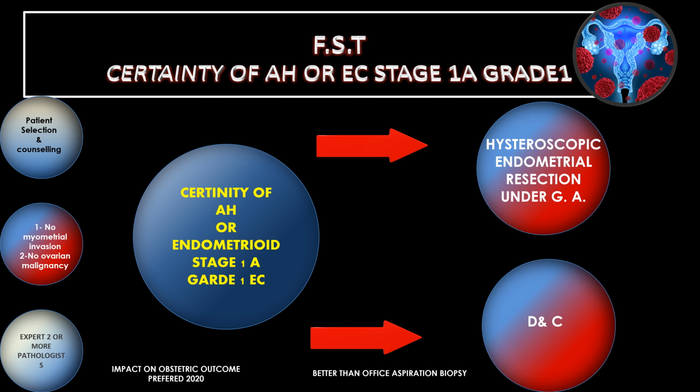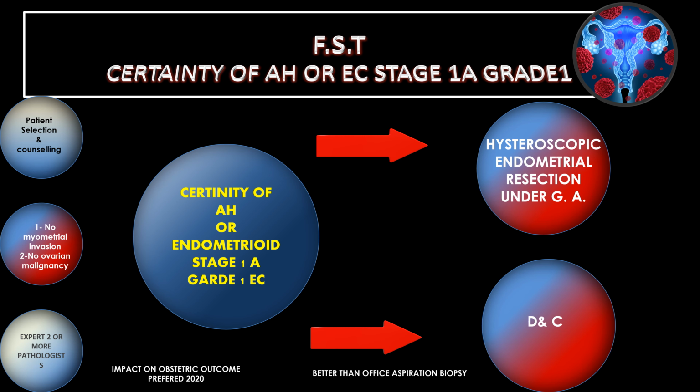that hysteroscopic endometrial resection under general anesthesia can be done. Removal of the endometrium and the superficial layer of myometrium, so you are sure that all the affected area of endometrium is removed and there is no evidence of invasion of myometrium. But hysteroscopic endometrial resection has an impact on the fertility and the course of pregnancy, as we will mention later on.